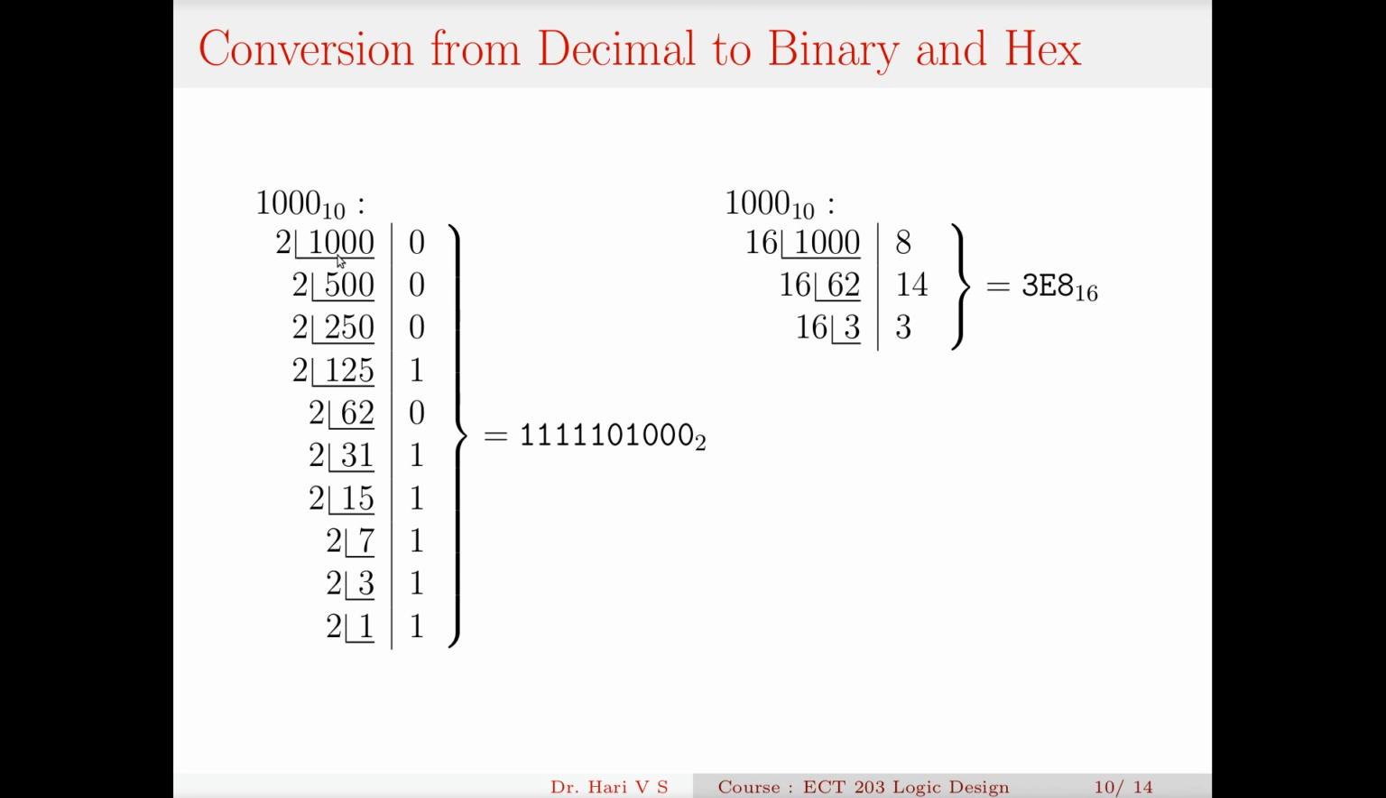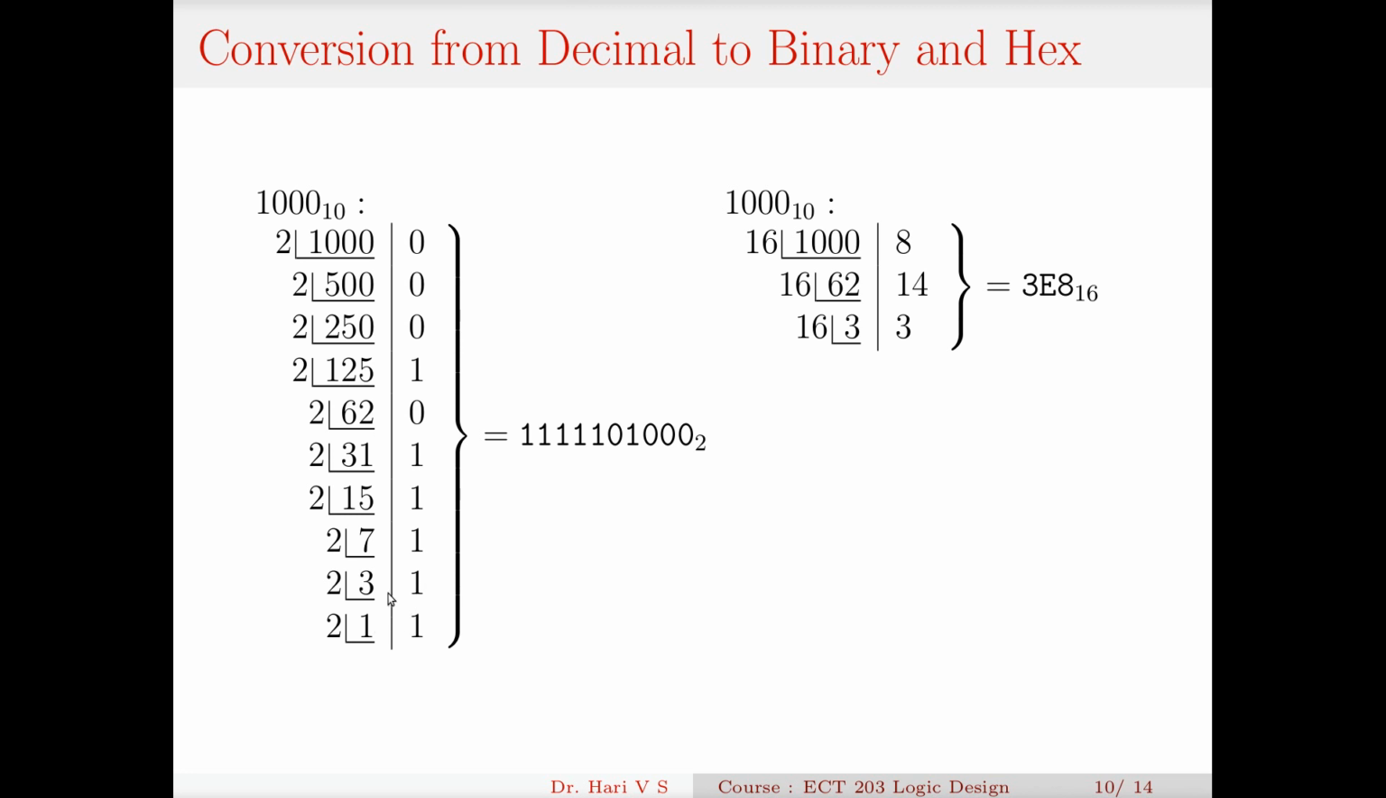So 1000 divided by 2 gives 500, with a remainder of 0. Again divide by 2, it's 250, remainder 0. Again divide by 2, it's 125, remainder 0. Then you divide by 2, it becomes 62 with a remainder 1, because this division is not full. Divide again by 2, that's 31, remainder 0. Again you divide, it is 15 with a remainder 1. Then 7 with a remainder 1, then 3 with a remainder 1, then 1 with a remainder 1.